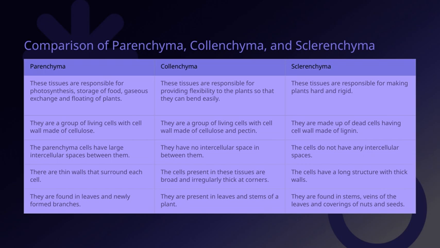In summary, these three types of tissues work together to support different functions: parenchyma for metabolic activities, collenchyma for flexibility, and sclerenchyma for strength. Each has unique features that enable the plant to thrive in its environment.